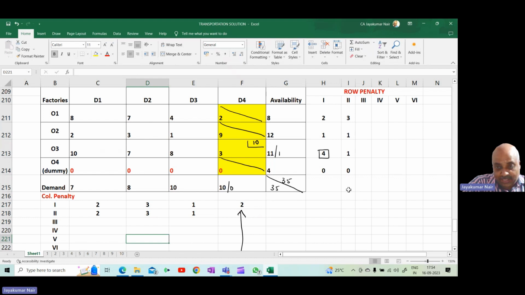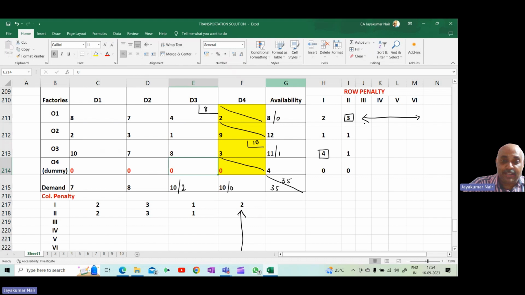Take the highest penalty cost. Highest penalty cost in this case, I will be choosing 3 because I can choose this 3 or this 3 of your choice. I want to choose this 3. In this, what is the least cost cell? Least cost cell is 4. So I'll make the allocation here. 8 or 10, whichever is lower, 8 is lower. So this will become 0 and this will become 2. Since this has become 0, no more calculation of penalty cost for this particular row. And you cancel out this particular row completely. So this row is completely out.